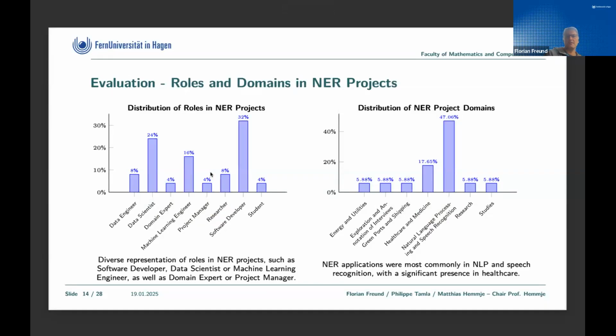We have assessed the roles and domains of the participants in NER projects, and we had a diverse representation of roles with software developers, data scientists, machine learning engineers, and mostly software developers. And the NER project domains were most commonly natural language processing and speech recognition, but also a significant presence in healthcare projects.